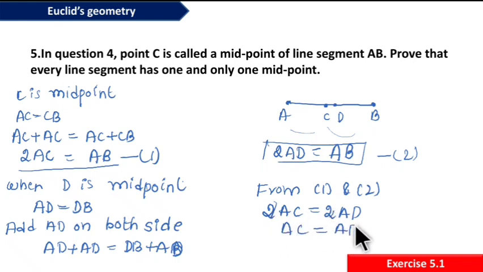That means the distance from here to here is also the same. The distance is the same, which means it has only one midpoint, right? So a line segment has only one midpoint, because the distance from A to C is the same as the distance from A to D. The distance is the same, so it has only one midpoint.